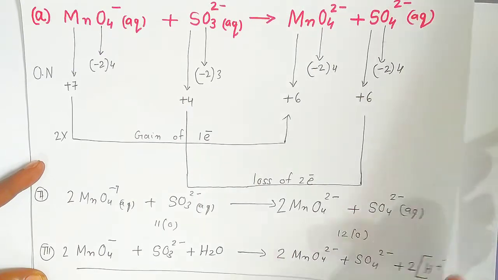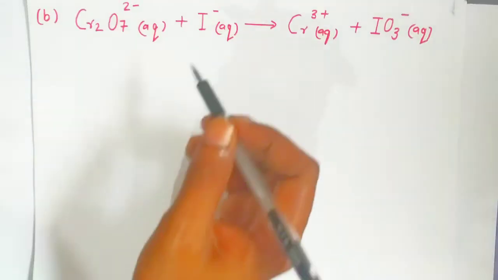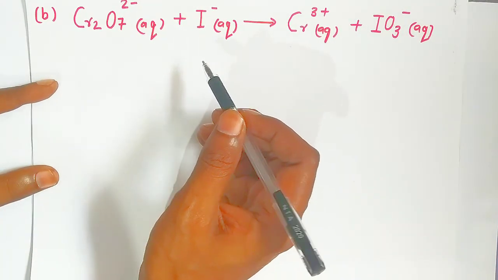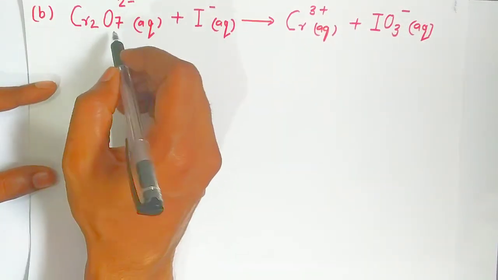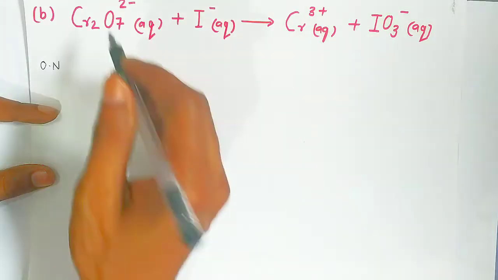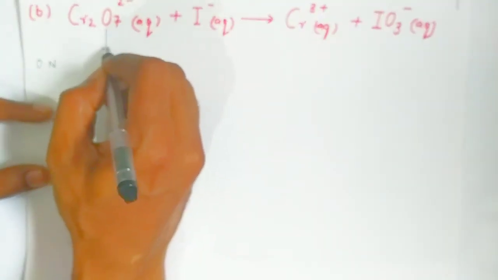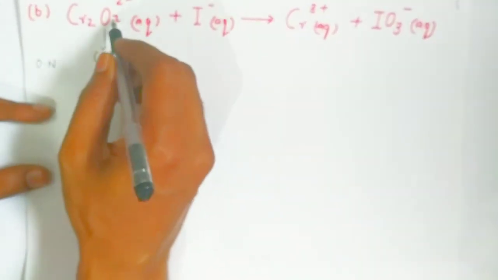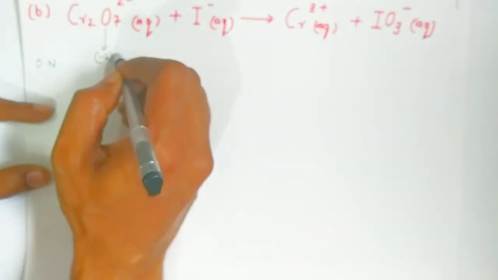Now students, the second example we are going to see: we are going to balance the redox reaction by the acidic oxidation number method. Here again, you have to write down the oxidation number of the reactants as well as the oxidation number of the products. Oxidation number of oxygen is -2. Total how many atoms of oxygen are there, students? 7. So you have to multiply with 7.